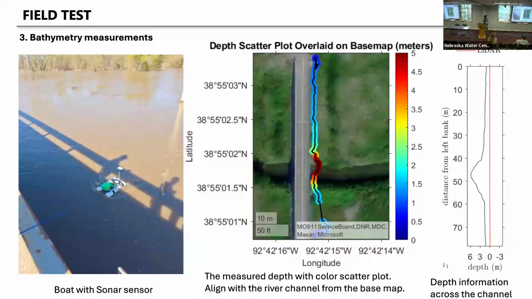And then we use both the boards with the sonar sensor. The center figure shows the depth measured using these boards and the sonar sensor. The sonar sensor gives the depth information, so we overlaid it on a Google Map as the base map. You can see this overlap with the original channel. On the very right is the depth information, which we calculated across the river.